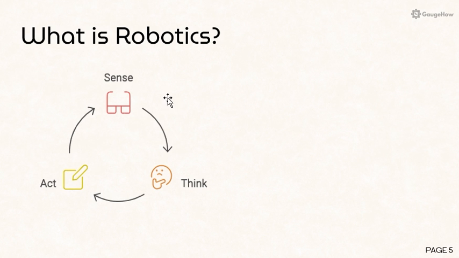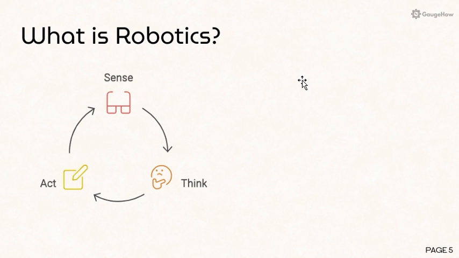If a machine only senses and thinks, then it's not a robot. If a machine only senses and acts, it's not a robot. Okay, so a machine should sense, think and act, then only we can call it a robot.